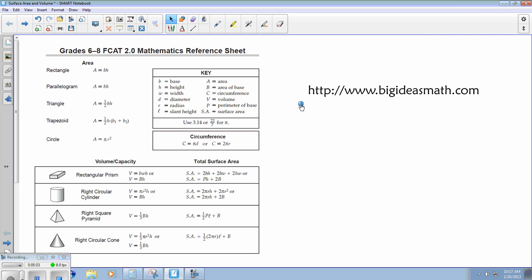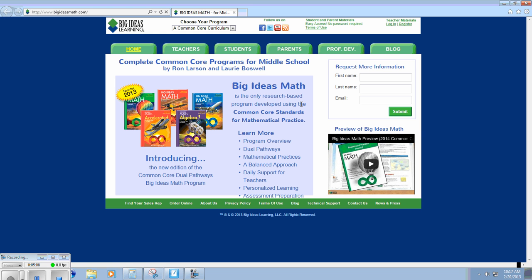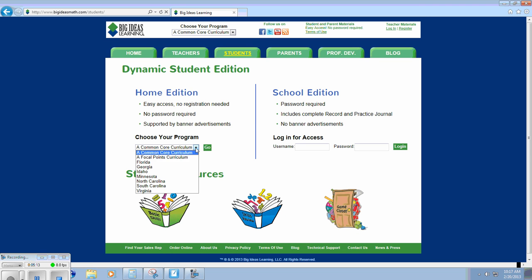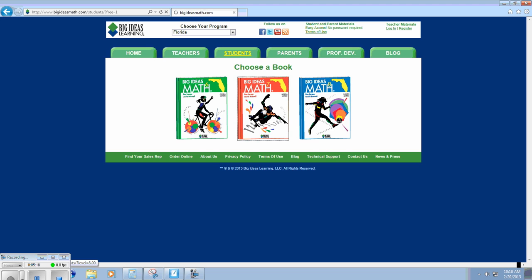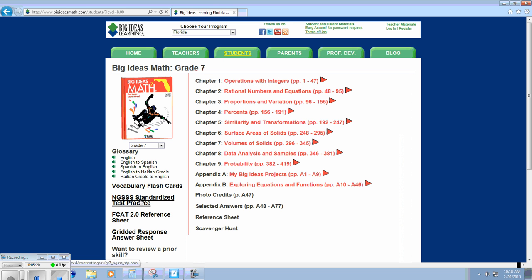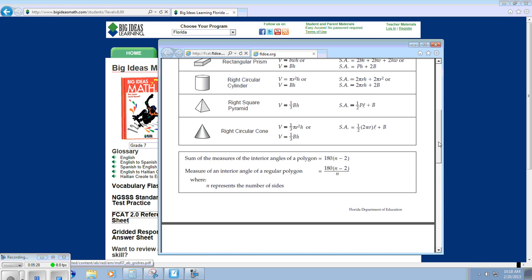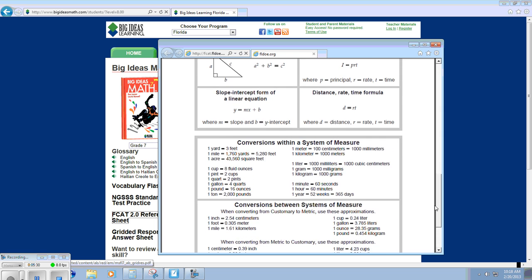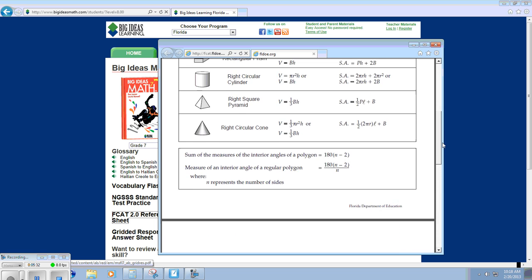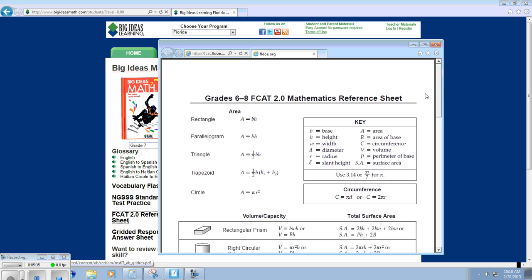If you go to www.bigideasmath.com, and we'll do that now, and then remember you click on Students, click here and change it to Florida, and then click Go, choose your book, and right over here on the left-hand side is your FCAT 2.0 reference sheet. So you can just go ahead and print that out. It is 2 pages, so if your printer does back-to-back, that's great. Or you could just have 2 separate pages. You could put it in a sheet protector. That would be a fabulous idea.